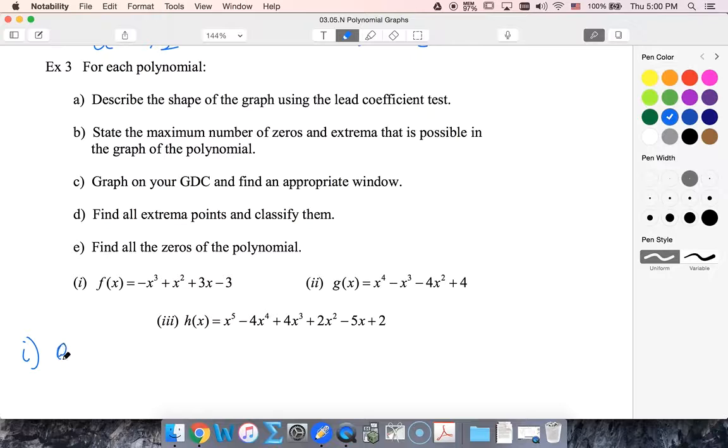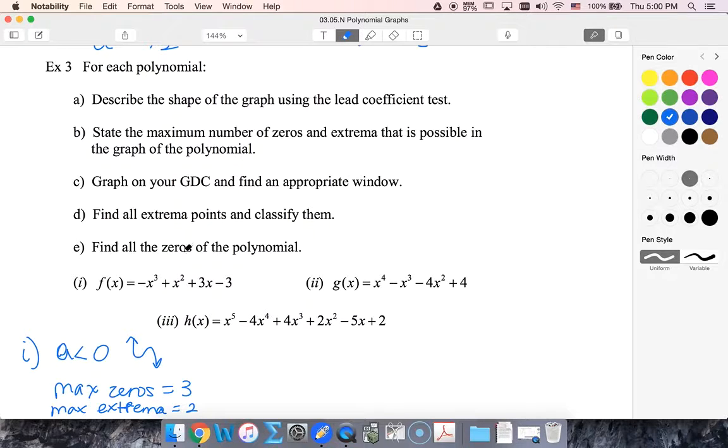So my lead coefficient is less than 0, and my power is odd. So that tells me it's going to have this shape. Maximum number of zeros will be 3, because my x-axis could be here. My maximum number of extrema are 2. 1, 2.